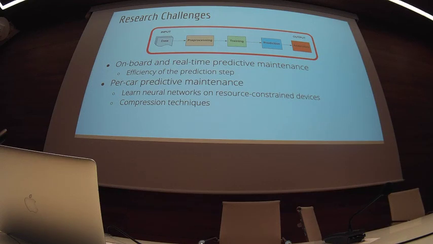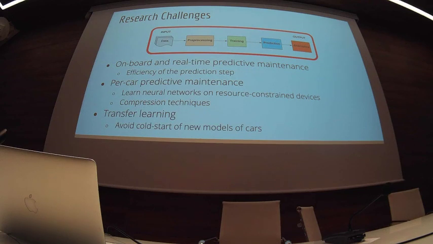This is actually a hot topic also in other domains of machine learning. And also compression techniques, because we know that neural networks are over-parameterized, so we need a way to shrink these big architectures made of millions of parameters in order to fit in these devices.